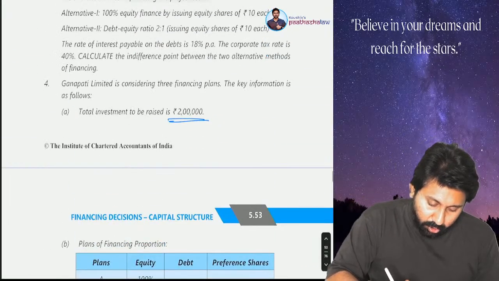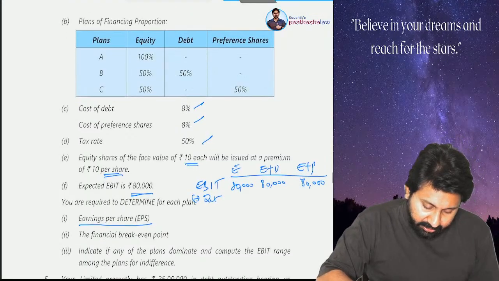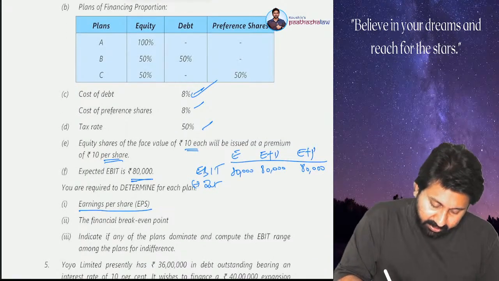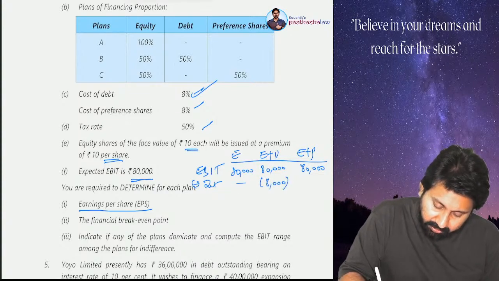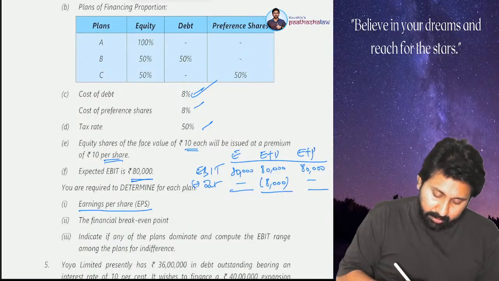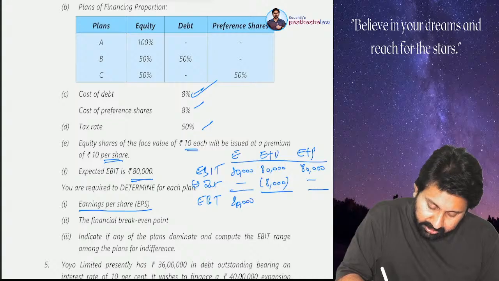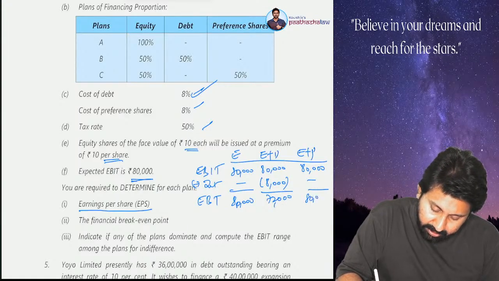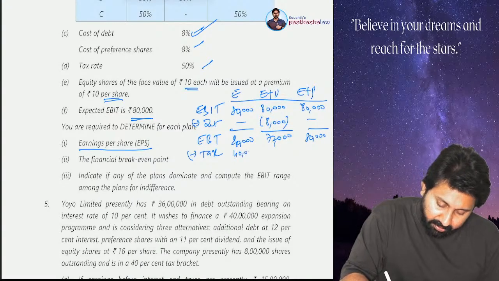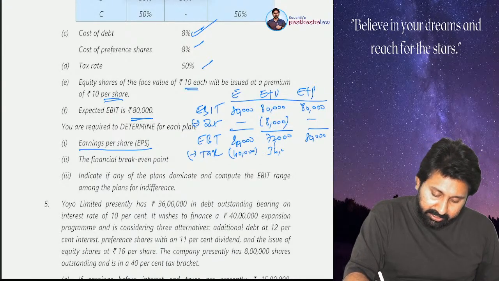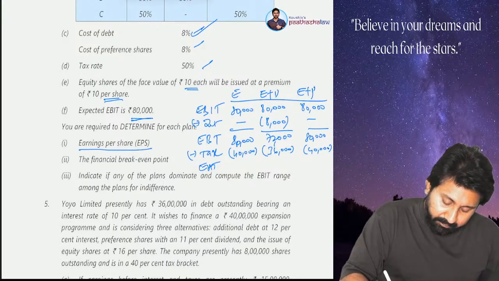First option, 2 lakhs is the investment. In this 2 lakh, 50% debt means 1 lakh. That 1 lakh into the cost of debt, 8%, gives 8,000 interest. Here it will not be there. Next, EBIT minus interest is EBT: 80,000, 72,000, 80,000. Minus tax at 50%: 40,000, 36,000, 40,000. So EAT is 40,000, 36,000, 40,000.